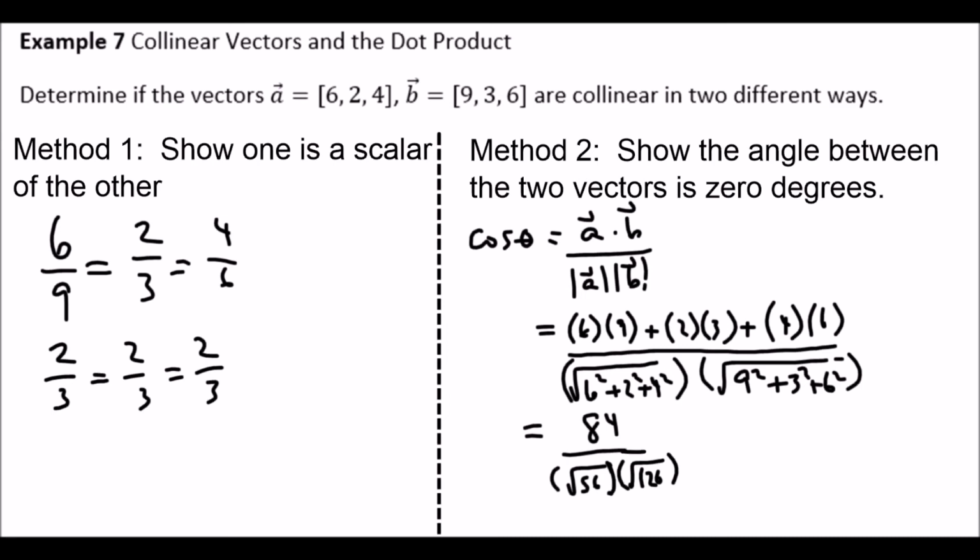And if I do this in my calculator, if I cos inverse both sides, I will get theta is actually equal to 0 degrees. So since the angle between the two vectors, tail to tail, is 0, that means that the two vectors must be collinear. This method, method 1, is much easier, but method 2 also shows that it works.